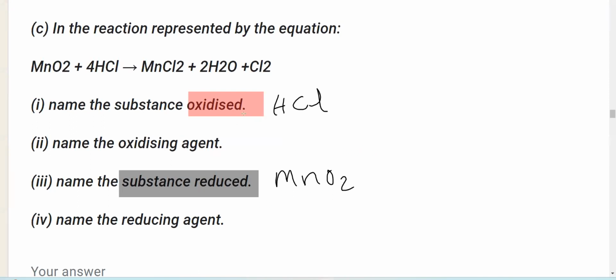One more time, the substance getting oxidized, here the HCl, will be called the reducing agent, and the substance getting reduced, which is this one, will be considered the oxidizing agent. That's a reverse one. One last time, the substance getting reduced is the oxidizing agent, so the oxidizing agent has to be MnO₂, and the substance getting oxidized is the reducing agent, and it has to be HCl.